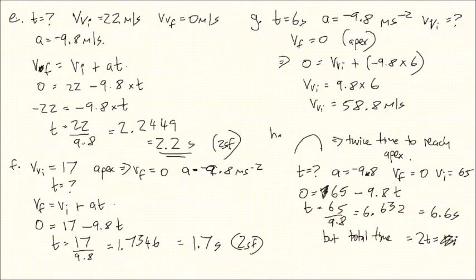Now there is another way to do this where you use the time to get back to the same initial velocity but as a negative number. So you could have VF equals negative 65 and substitute that in and solve, and then not have to multiply by 2 as another option.